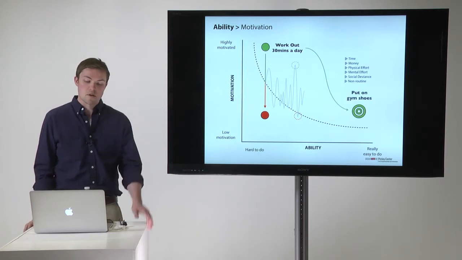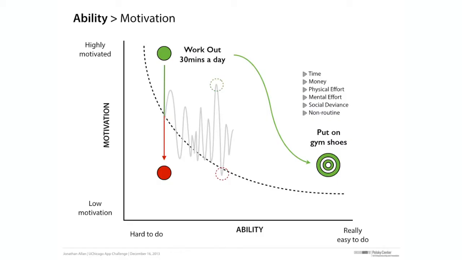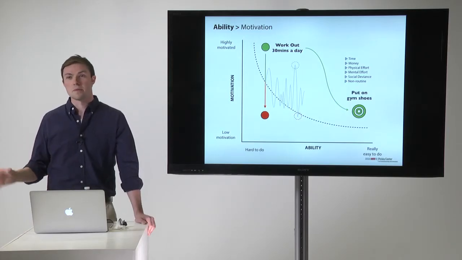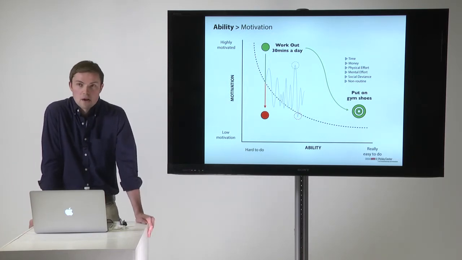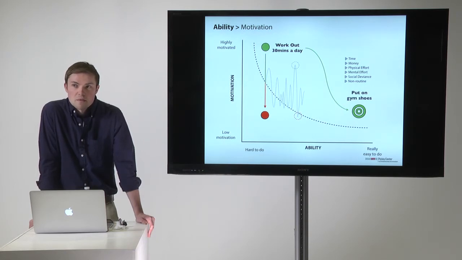So what BJ Fogg really focuses on is this: you should go after highly motivated people, but make it really easy for them so that even when the motivation is really low, they'll still do some good behavior, especially if you're going from 0 to 60. You should really go from 0 to 1 when you're starting a new behavior. So in this case, if you don't work out at all, the recommendation is just to put on gym shoes, which I think is a pretty brilliant one.